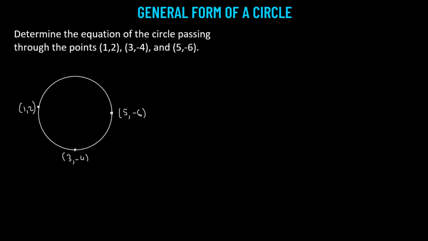Now, in order to find out the equation of the circle, there are two pieces of information that we need to obtain. We'll need to obtain the coordinate of the center, and we'll also need to find out the radius of the circle. For this, we'll have to use the general form of a circle. Let's specify the general form of a circle.